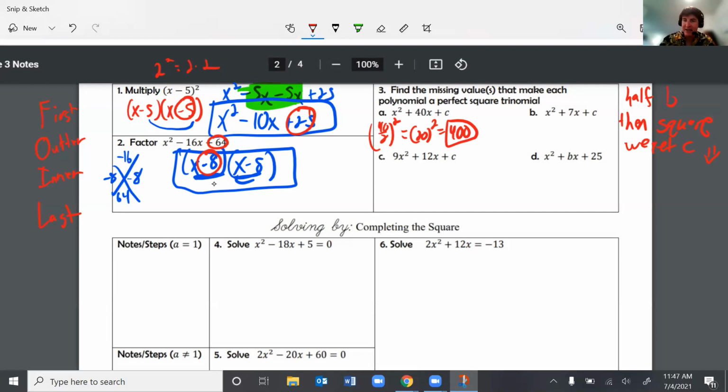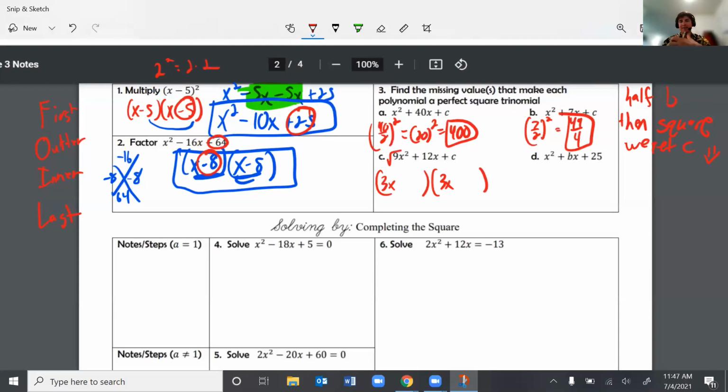So for b, the same idea, 7 over 2. That doesn't simplify, so we just end up with 49 over 4. Ooh, c is a little bit different though, isn't it? We have an a term there. But don't overcomplicate it. We're now going to be looking at this and saying, well, the square root of 9 is 3, so we could say 3x.